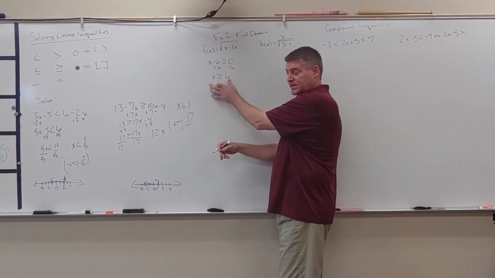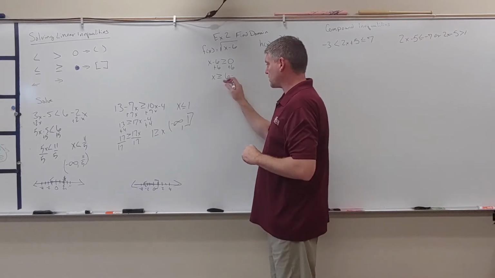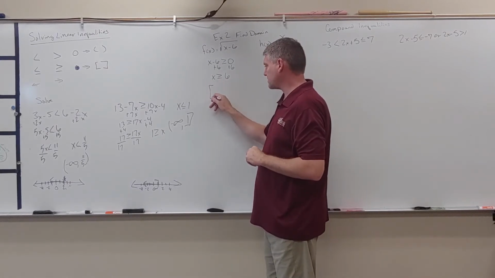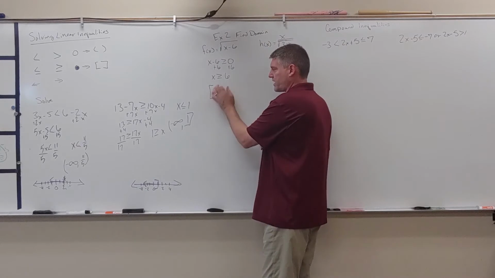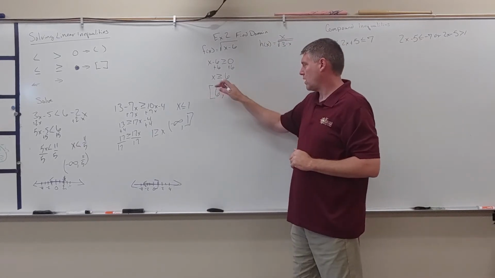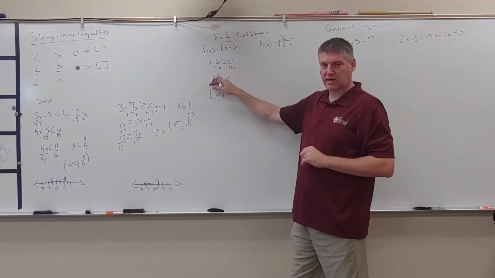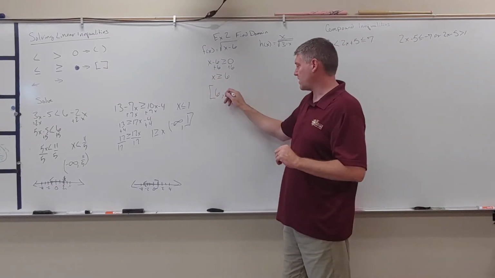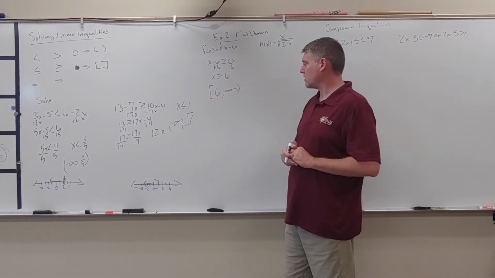Now, if I want to write this in interval notation, the smallest value I can have is 6. It gets a bracket because it's equal. Well, how large is this going to be? Well, this is going to go all the way up to infinity, so I put an infinity with a parenthesis.